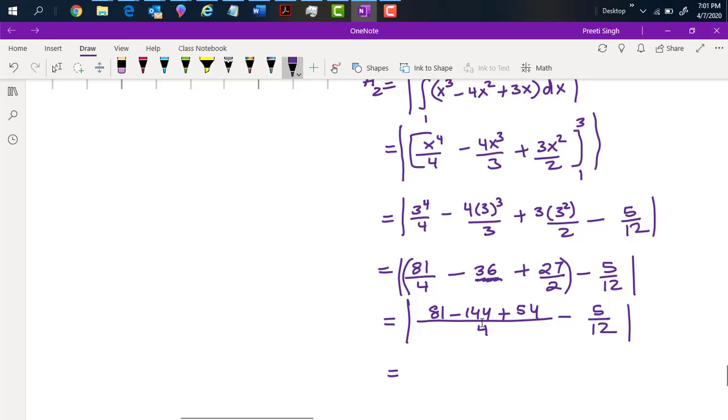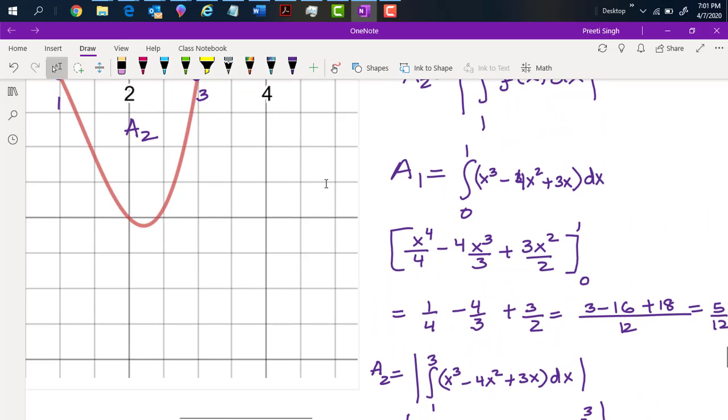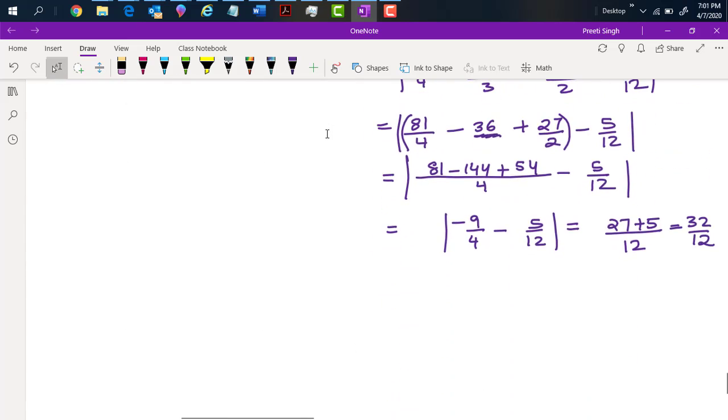So this is your 135 minus 144, which is a negative 9 over 4 minus 5 over 12, absolute value. So which is 9/4 plus 5/12. So 12 is your greatest common denominator, and here 9 times 3 is 27. So it's 27 plus 5, and that's your 32 by 12. Now this 32 by 12 is your A2, right? So A2 is your 32 by 12 right here.